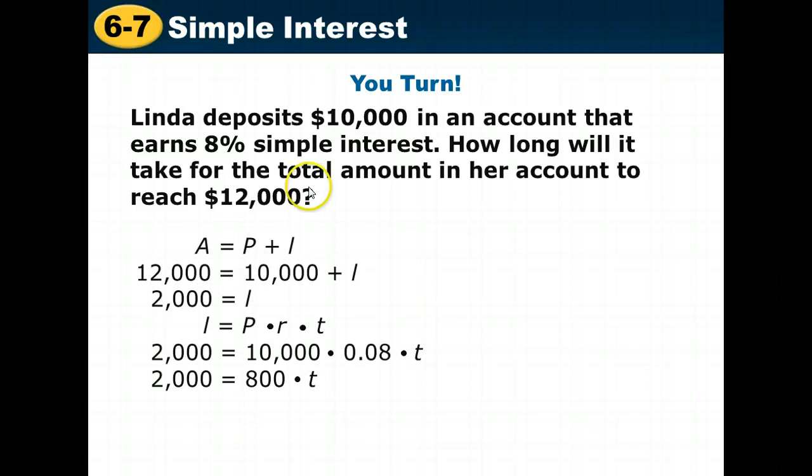Alright, so here is the answer. So first thing we want to do is to find what is the actual interest. So if we started with 10,000, at the end we ended up with 12,000. That means we earned $2,000 in interest. So we want to plug in that 2,000 for the interest, 10,000 for the principal, and the rate in this case is 0.08 times the time we do not know. And then before we solve for the time, we want to multiply 10,000 times 0.08 to get 800. And then we'll divide both sides by 800, which will give us 2.5 years.